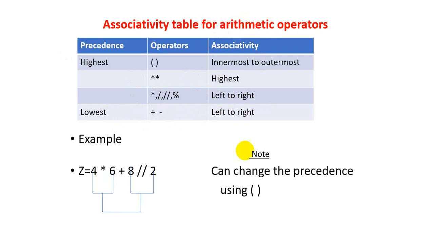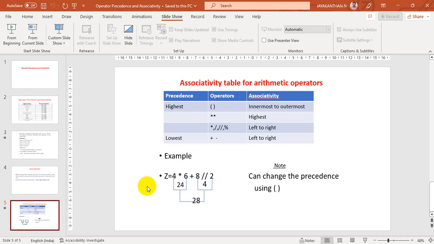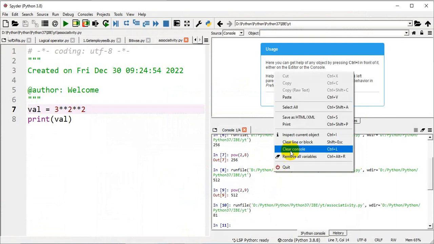So this is an expression: 4 star 6 plus 8 double slash 2. Star and double slash have equal precedence, so we check the associativity, which is left to right. So 4 star 6, 24, is calculated first. Next, 8 double slash 2, that is 4, is calculated. Now we have 24 plus 4, and the value is 28. We'll check the result.